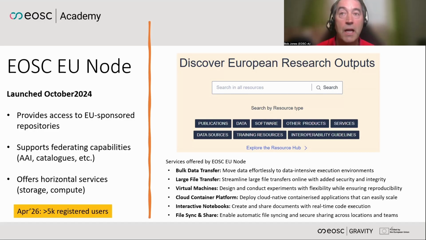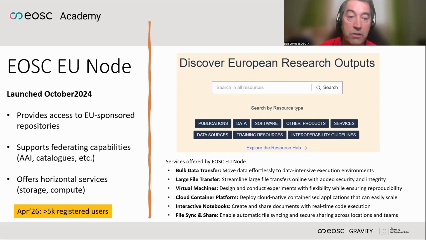What does it do? Well, it provides access to EU-sponsored repositories, some of those collected by different EU agencies and so on. It also supports some of the federating capabilities, which are the glue which holds the federation together and allows the interoperability work, things like the federated authentication and authorization and the basic catalogs across the nodes as well. And it also offers some horizontal services such as storage and compute, and so on. And that has progressively grown over time since October 24.